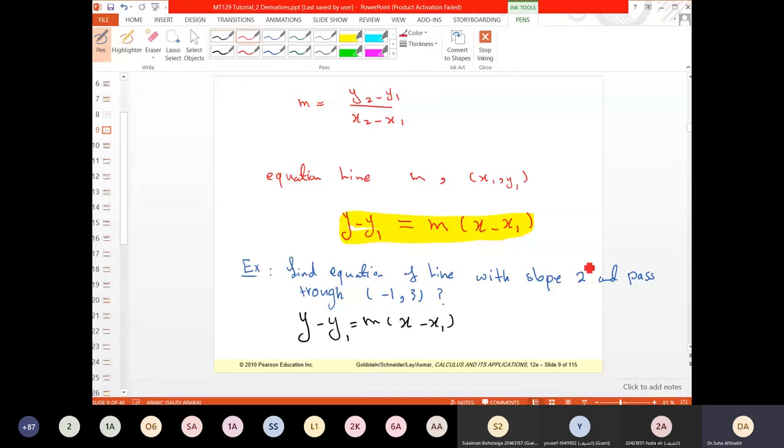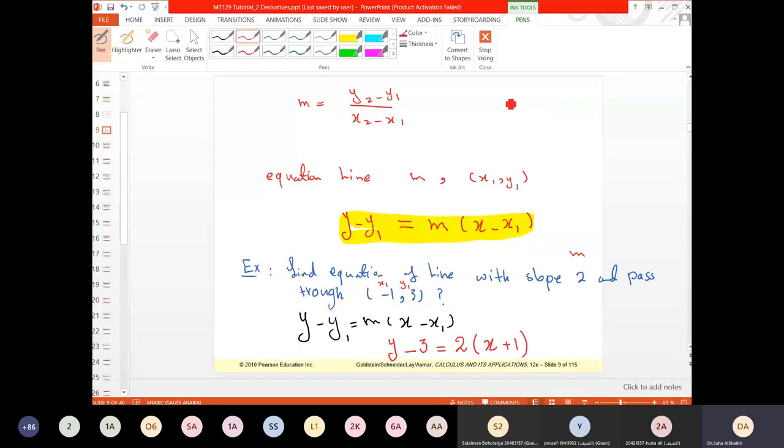This is my m, this is my x1, this is my y1. Substitute in this here, so I will get y minus y1, which is 3, equal to the slope 2 multiplied with x minus x1, which is -1. So be careful, it's -1. So minus 1 will be plus 1. So this is the equation of the line.